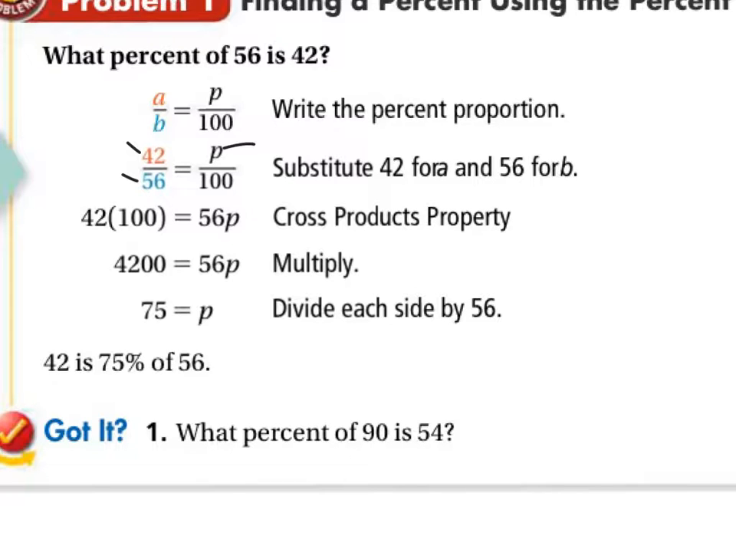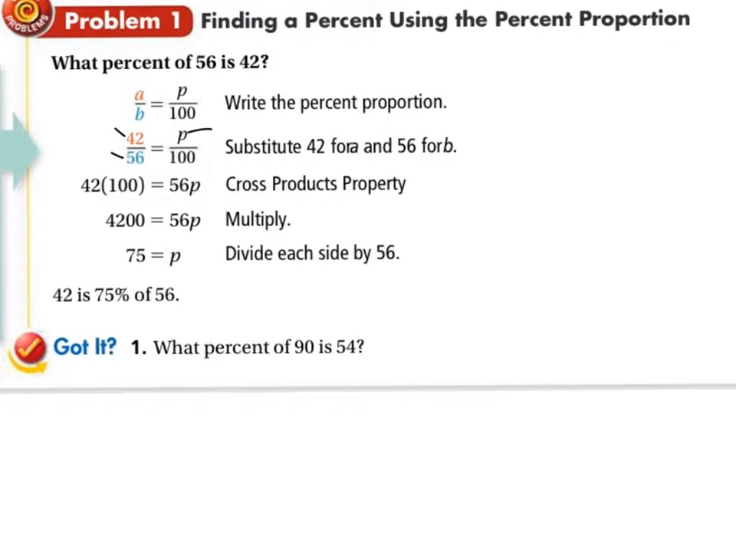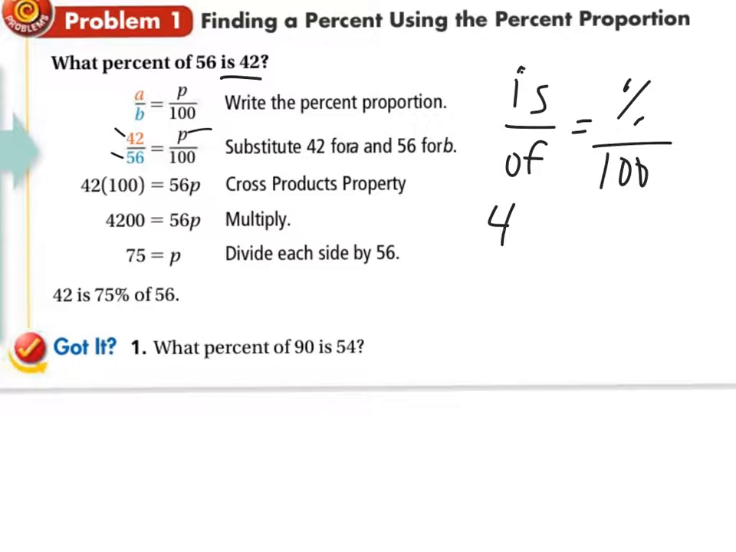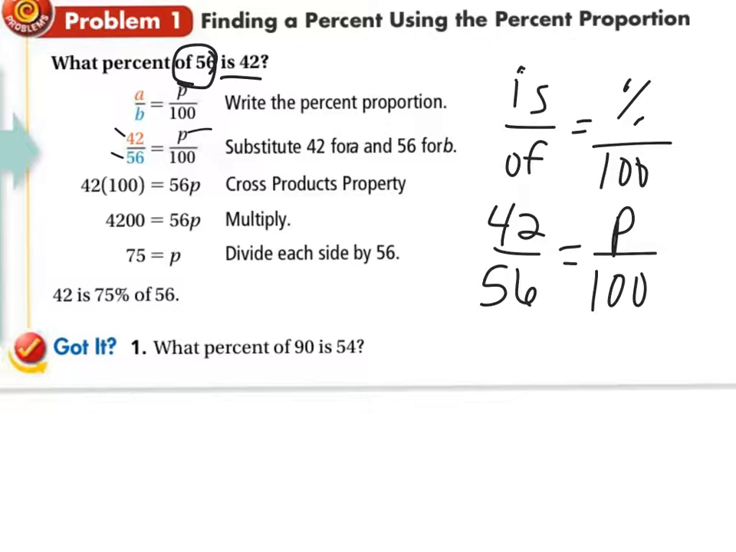Just to illustrate the other method, like I said, I don't think it's going to stick with you for remembering it as well long term, probably. It would be this method. So it is 42, and it says of 56, and then we're trying to find that percent. If you'll notice, we have the same setup as they have in the book.